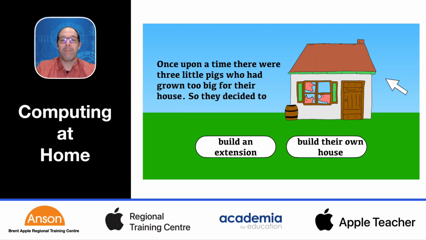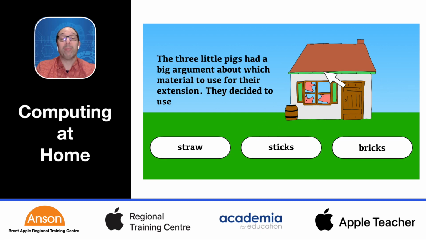Here's how it begins. Once upon a time, there were 3 little pigs who had grown too big for their house. So they decided to, now the choices are build an extension or build their own house. I think I'll choose build an extension. The 3 little pigs had a big argument about which material to use for their extension. So they decided to use, now, straw or sticks or bricks. I think I'll choose straw.